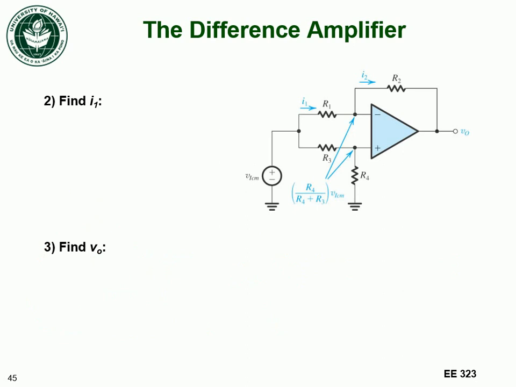Okay, so I have a current I1 here. I just said that this voltage Vx was equal to R4 over R4 plus R3 times the input voltage VICM. And I want to figure out an equation for I1. So what's my equation going to be for I1?